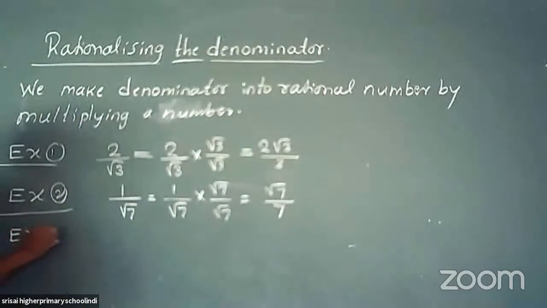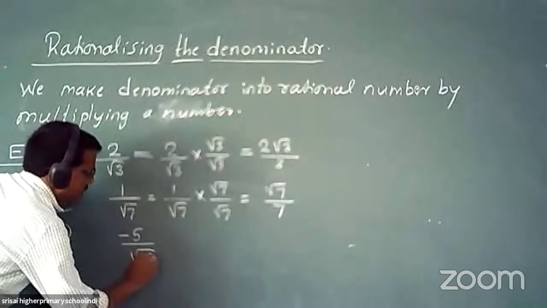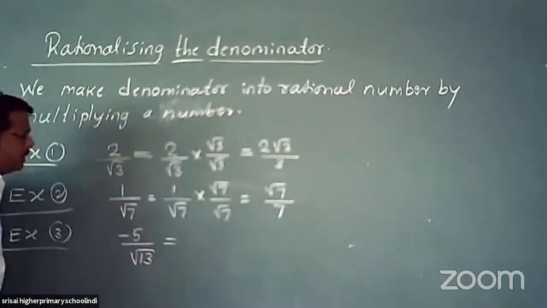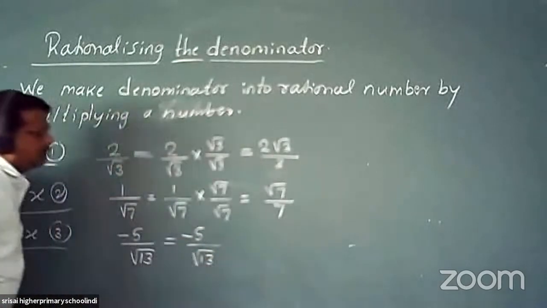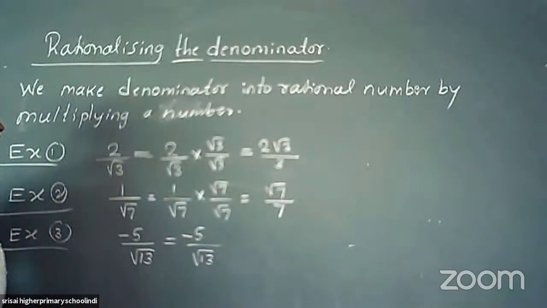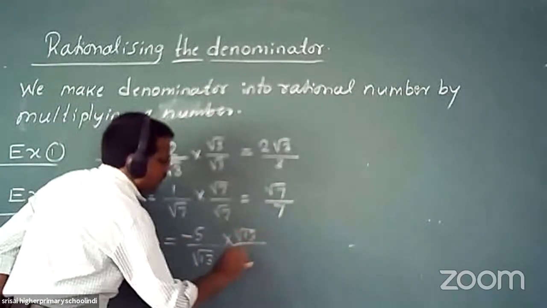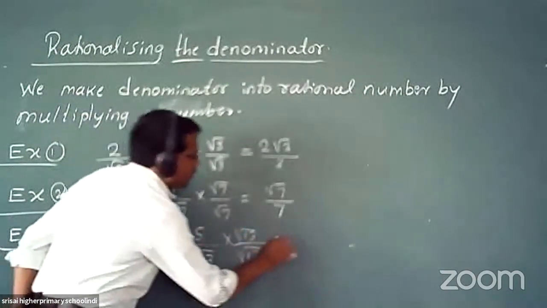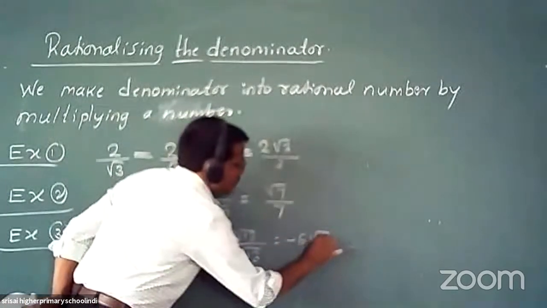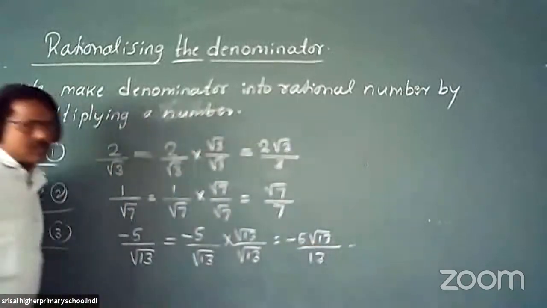Example 3. Now, for example, minus 5 by square root of 13. What will you multiply now? Square root of 13 divided by square root of 13. This answer became minus 5 root 13. Minus 5 square root 13 divided by square root of 13 into square root of 13 is 13. Right.